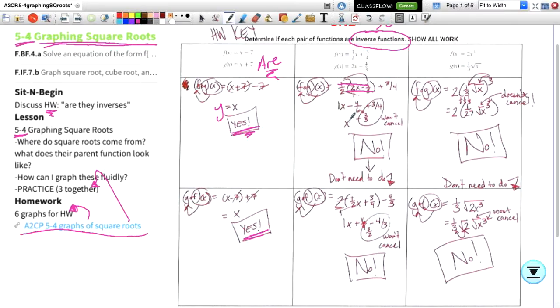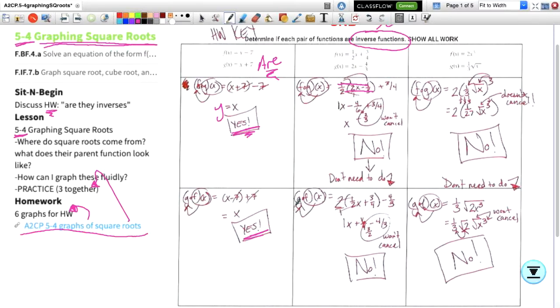This felt good at first, right? But because these will not cancel, the answer is no. In order for it to be an inverse, they have to both be yeses. So the second you get a no, you don't actually have to do the second composition to check it. Once you get a no, you're done. Okay, so if you stopped here, and you just have one box filled out, perfect. Okay, if it's a no, that's fine.